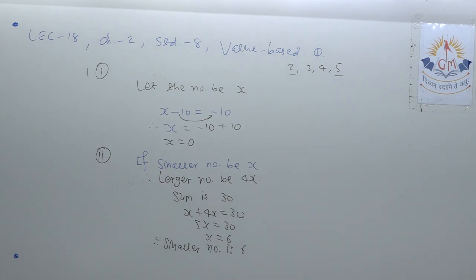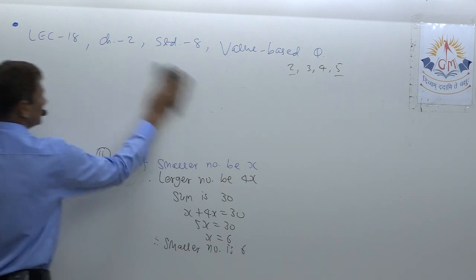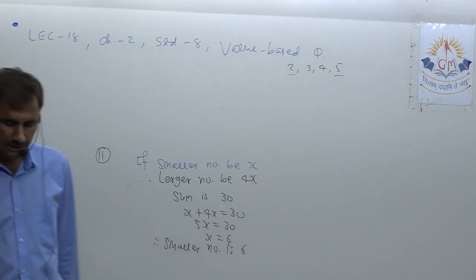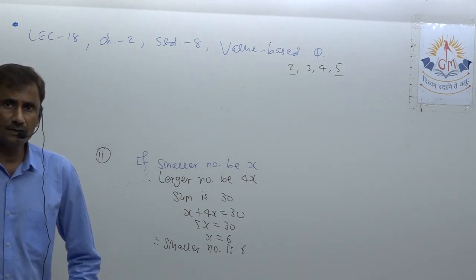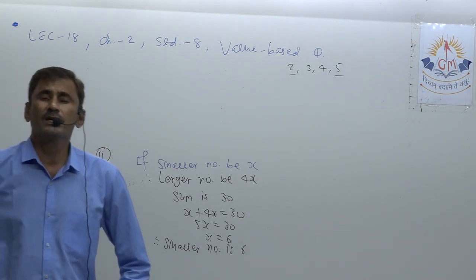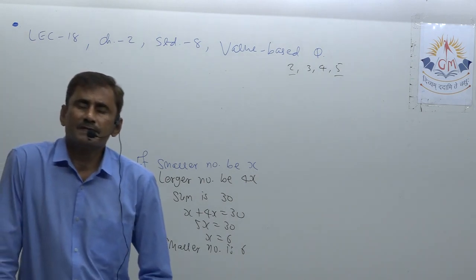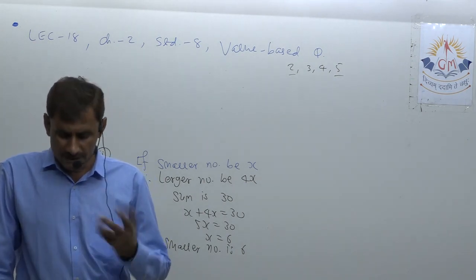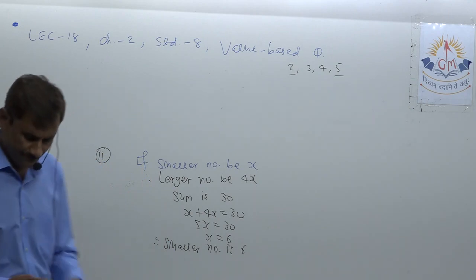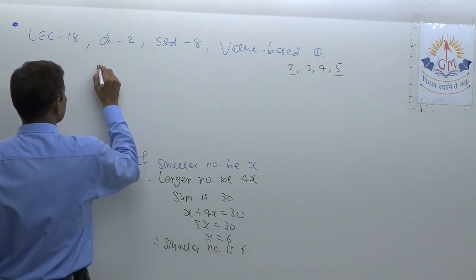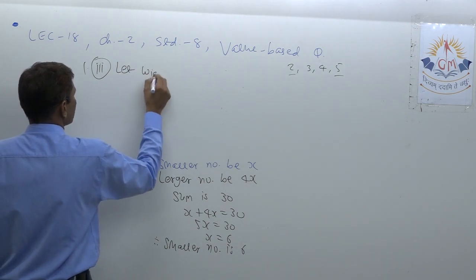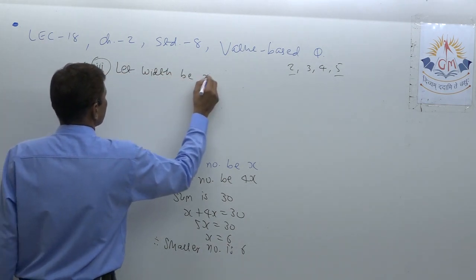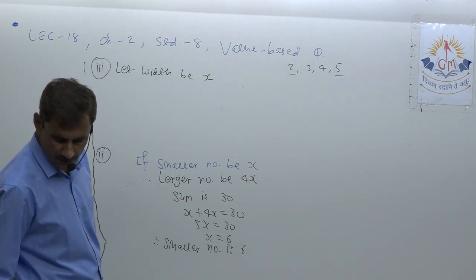Okay, again in the third one, a rectangle is there, 3 times as long as it is wide. So width and length, two parameters are there. Again I tell you, we suppose the smaller one, so obviously width. So suppose the width. Let the width be x meter, centimeter, whatever is given, meter.